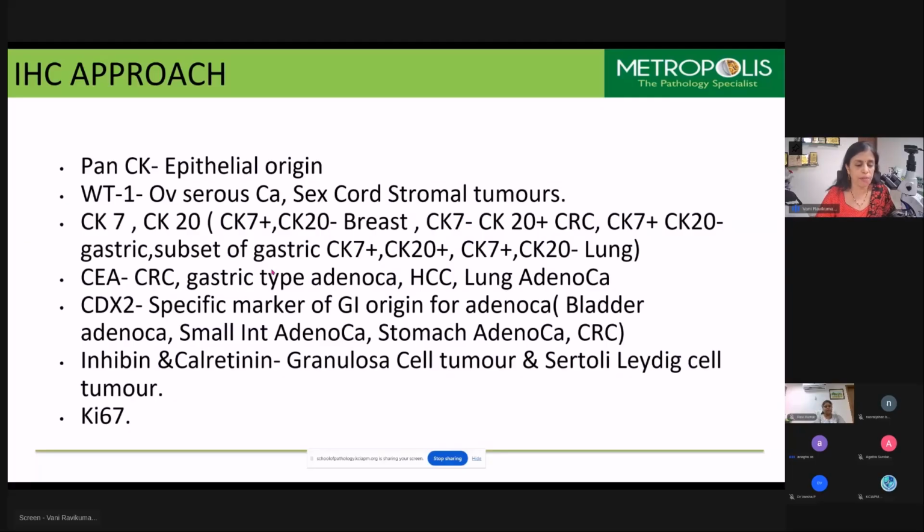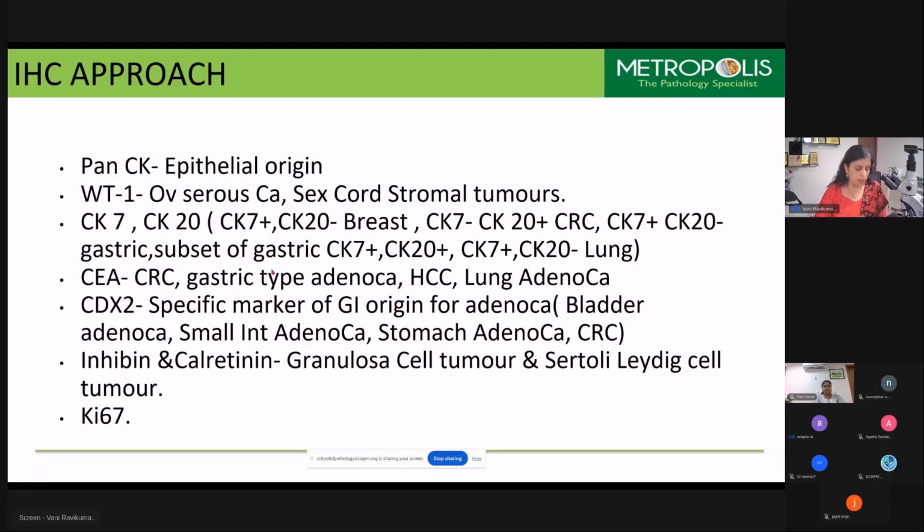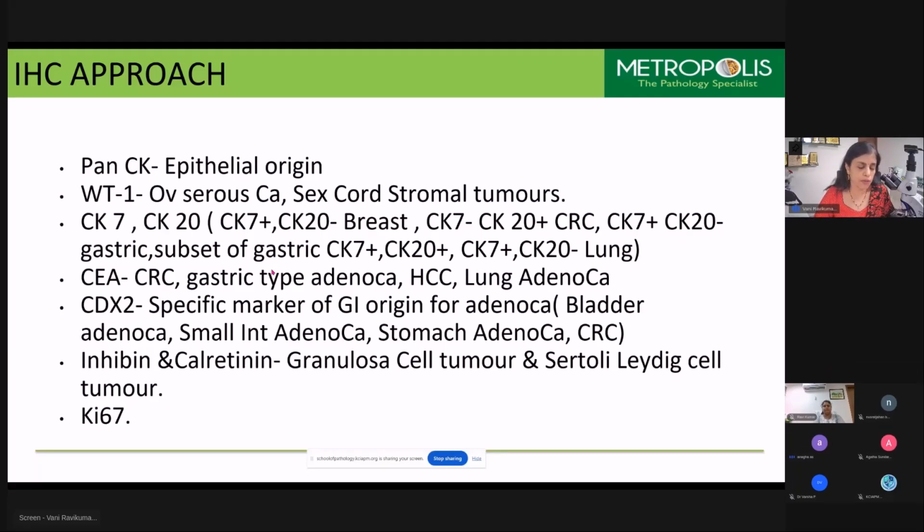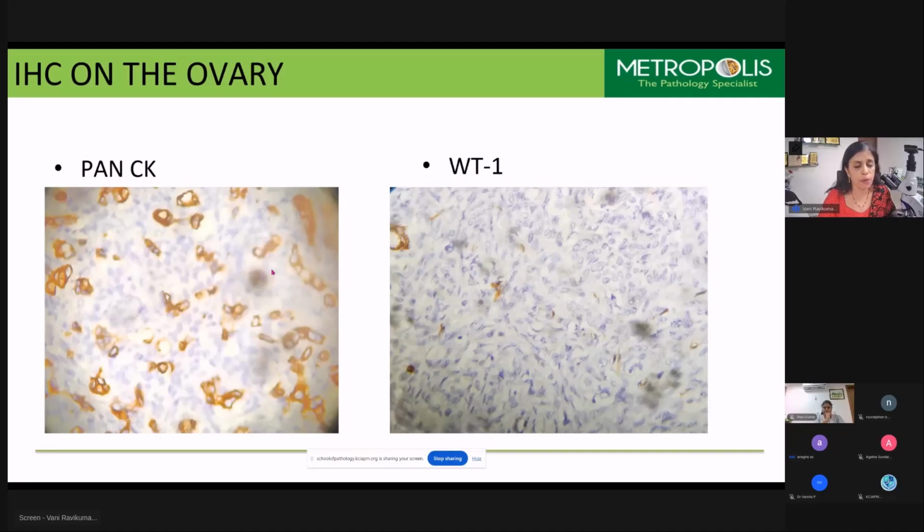CDX2, which is a specific marker for GI origin. I think Anaga has mentioned CDX2. And inhibin, calretinin, of course, for a very initial diagnosis of granulosa cell tumor or Sertoli Leydig cell tumor, any of the sex cord stromal tumors, and the Ki67. So this is how we approach the IHC, and these are the IHC images.